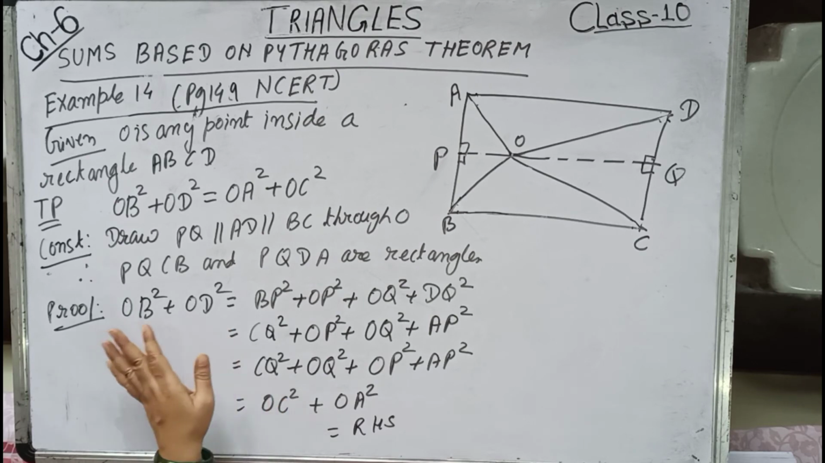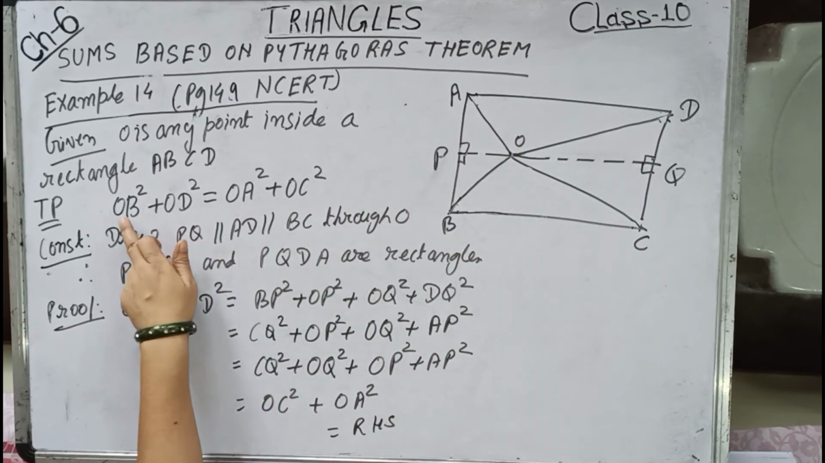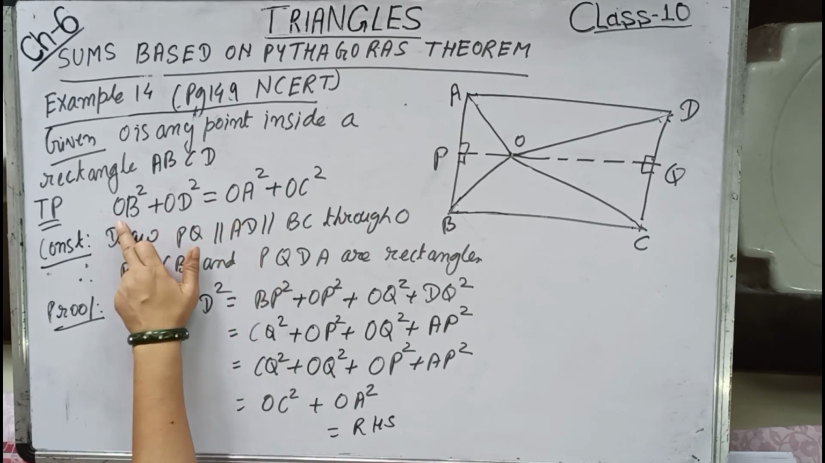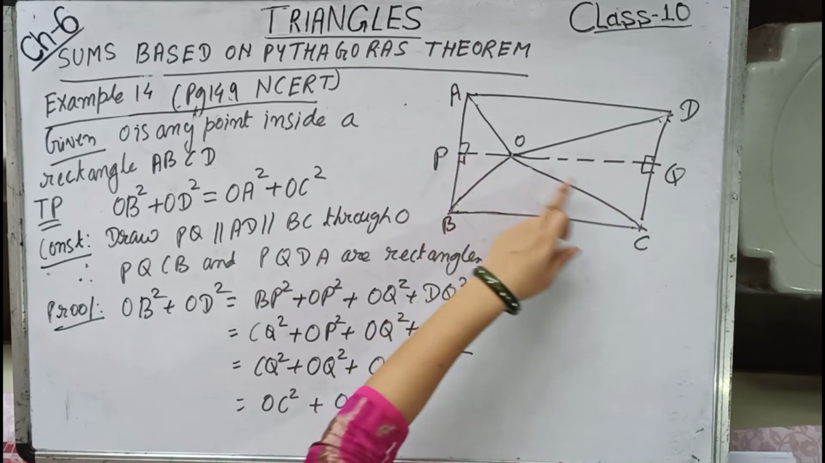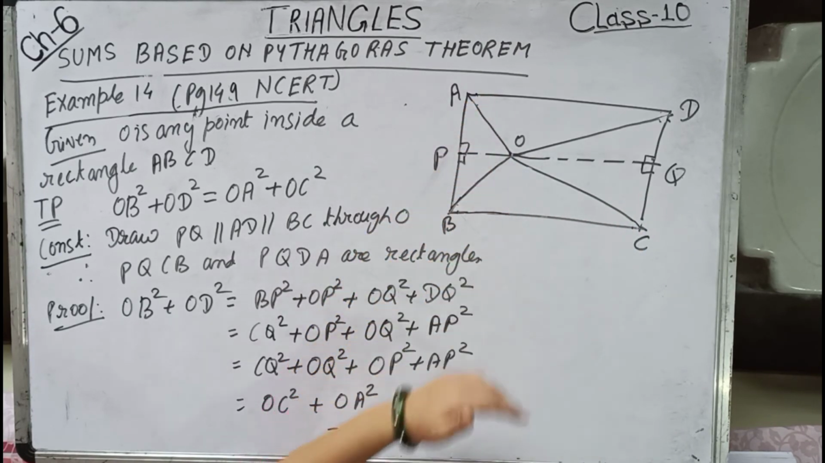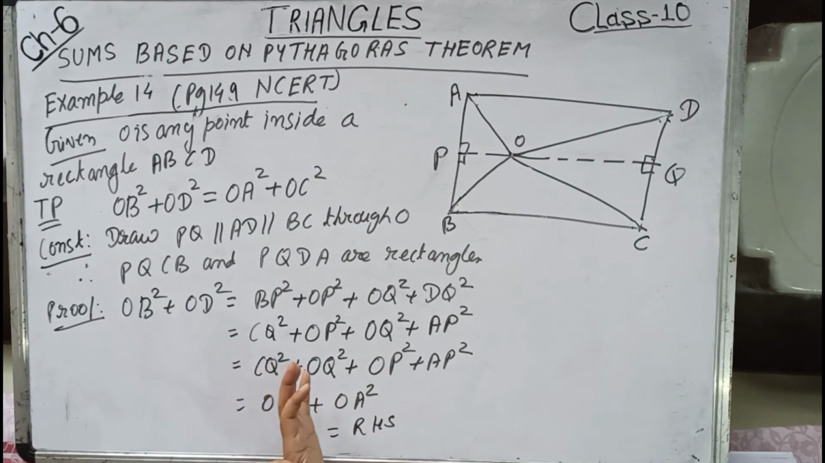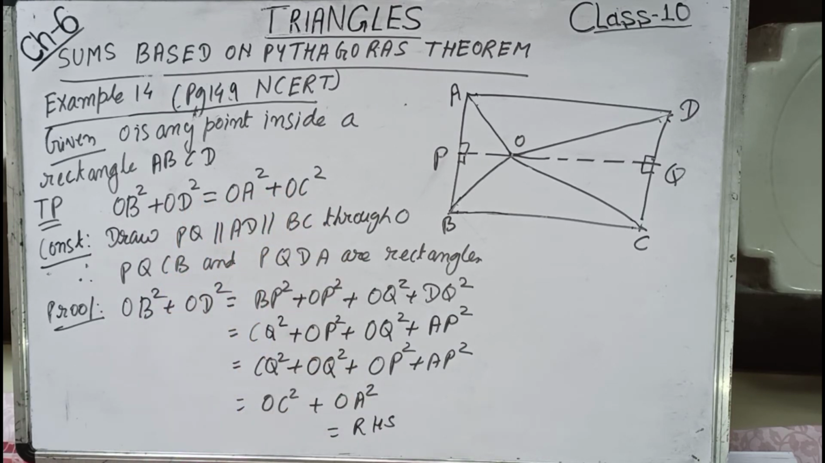Now clearly, without construction, if you forget this line, you cannot find a right angle triangle in which OB is a part. To form a right angle triangle, we have made this line PQ passing through O such that PQ is parallel to AD, which is parallel to BC. Now we will be getting all the right angle triangles in which these sides are forming a part.